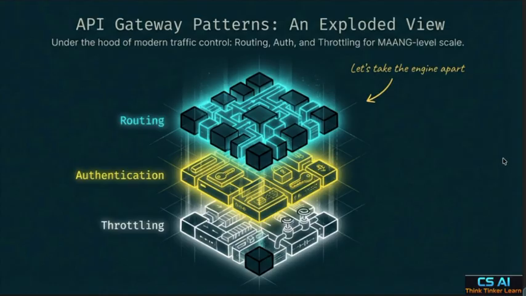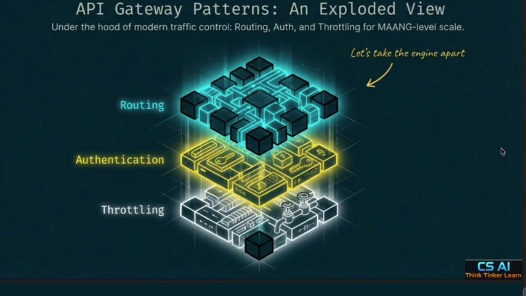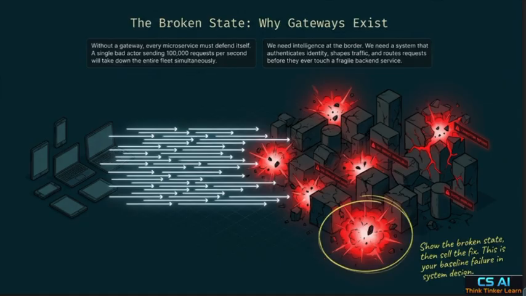And now let's get into the mechanics. To understand why we need a gateway, we have to look at the broken state first. Without a gateway, every microservice in your fleet is forced to defend itself. This is a baseline failure in system design.